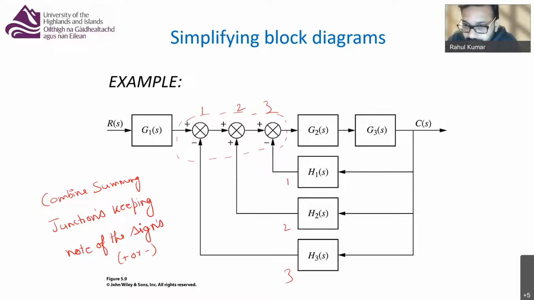If we look at the signs, only the middle signal, H2 of S, is added, whereas the other two, H1 and H3, are being subtracted at the summing junction. So we have to keep that in mind. And how do we combine the summing junctions? Let's see.